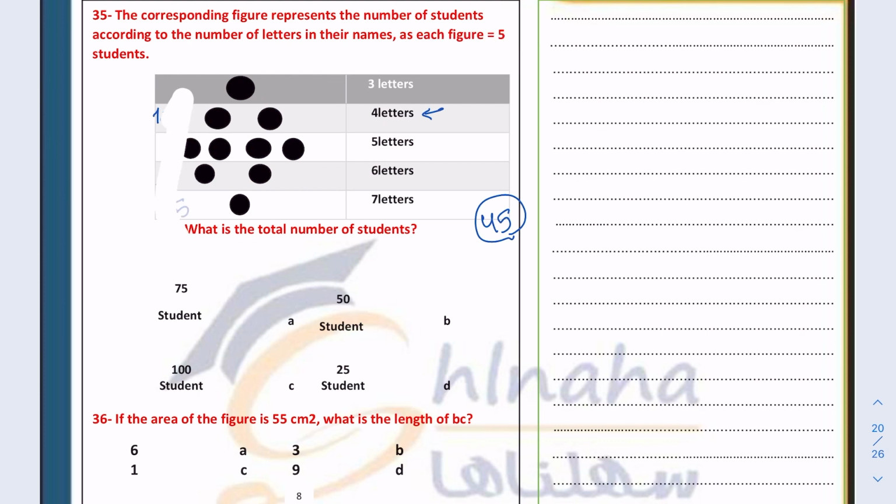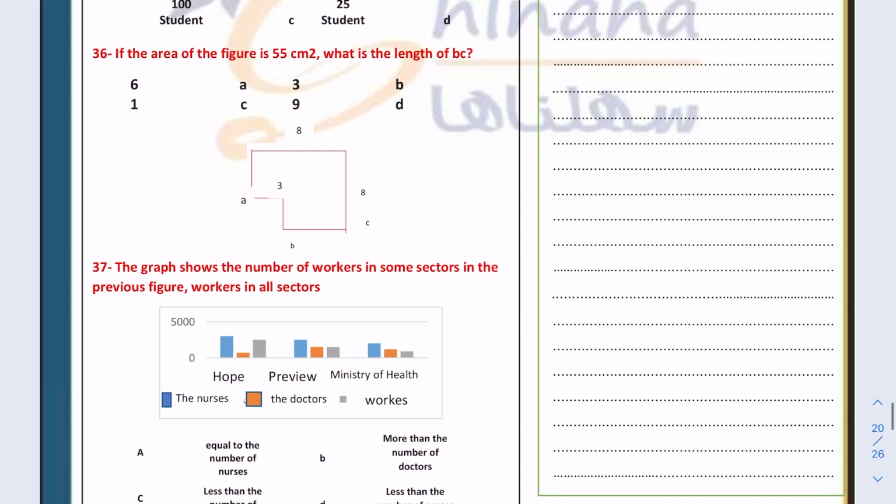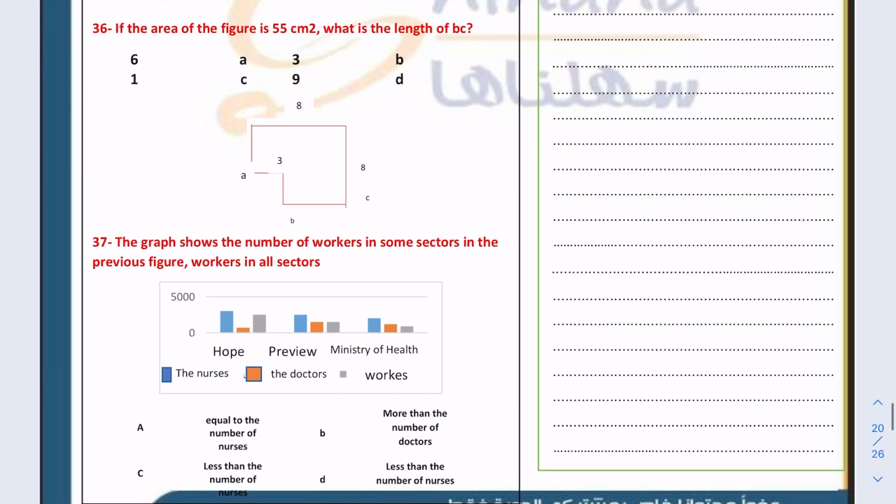Sometimes we have some mistakes in the questions because this question is from your friends. It is not officially from the College Board. We collect these questions from your friends, okay? Now let's take the next question.